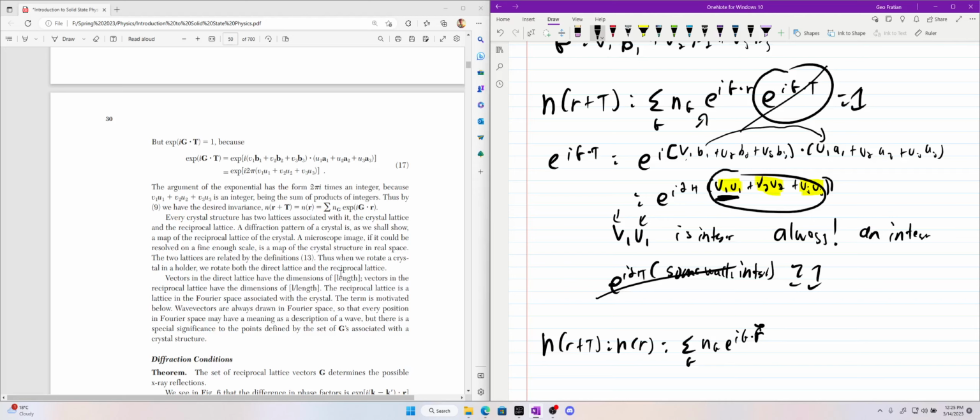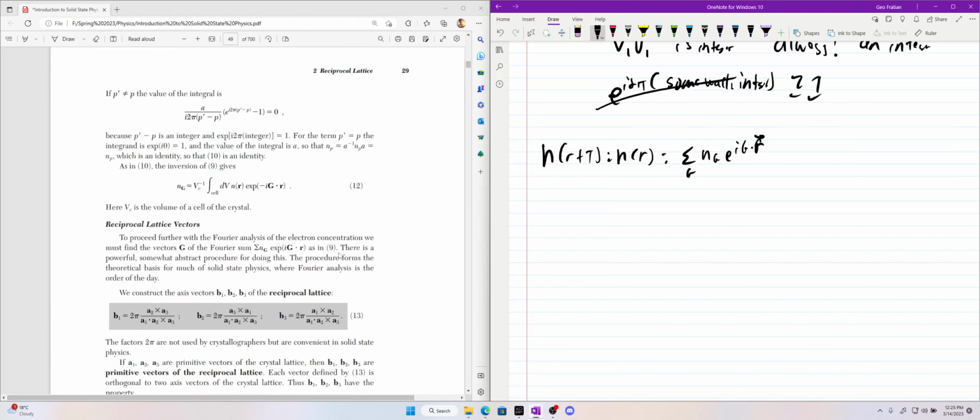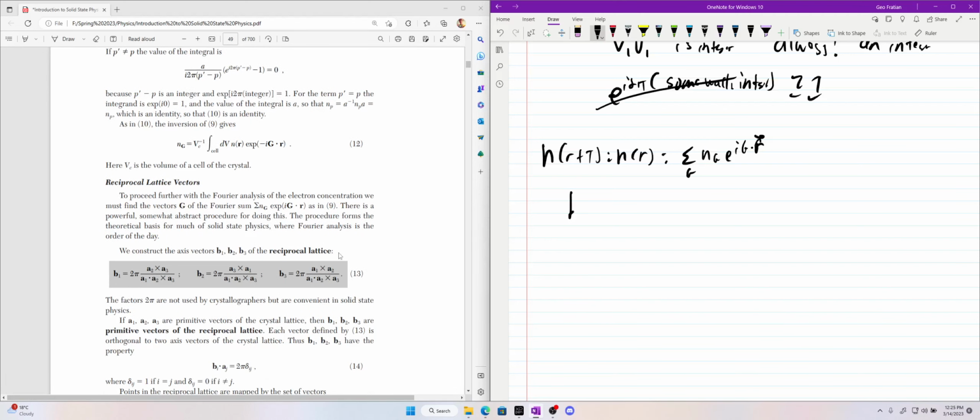So therefore, every crystal structure has two lattices associated with it, the crystal lattice and the reciprocal lattice. And the diffraction pattern of a crystal, which is what we're going to find out, is a map of the reciprocal lattice of the crystal, which we can then inverse Fourier transform and we get the actual lattice of the crystal. So a microscope image, if it could be resolved on a fine enough scale, is a map of the crystal structure in real space. So the two lattices are related by the definition in 13, which is b1 equals 2 pi a2 cross a3 over a1 dot a2 cross a3. This is just the volume of the cell, but same thing.